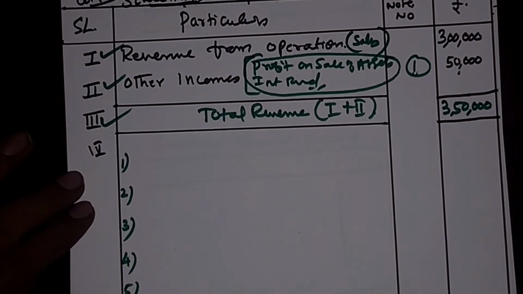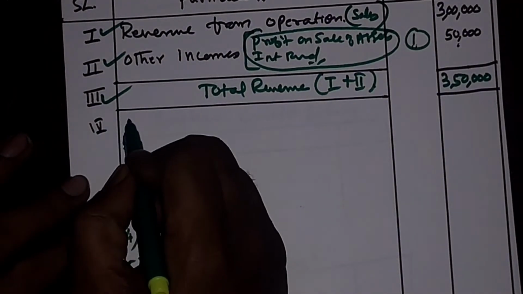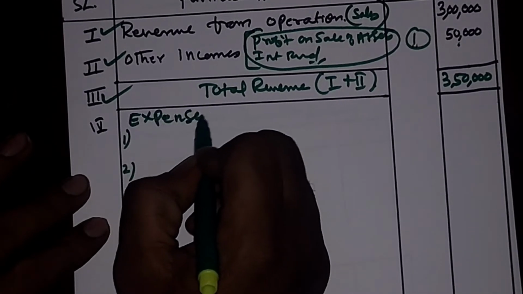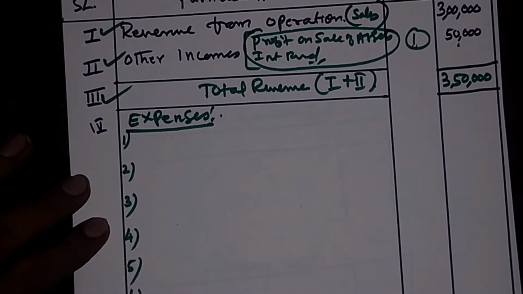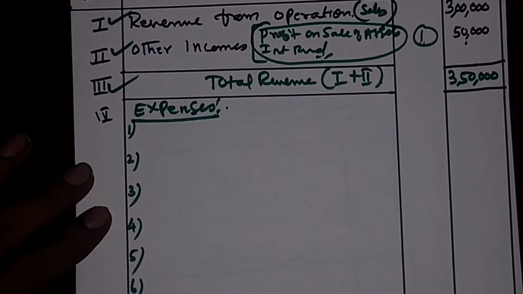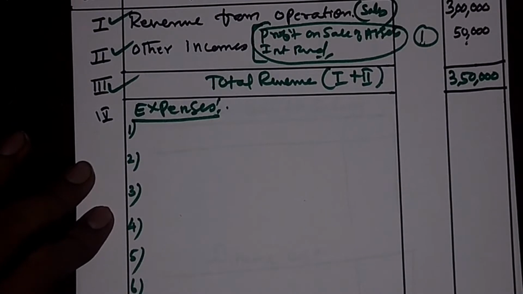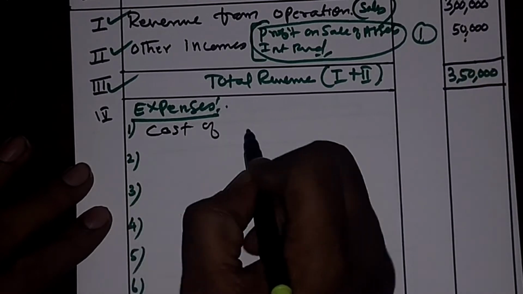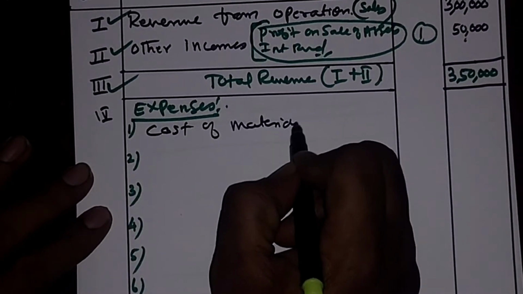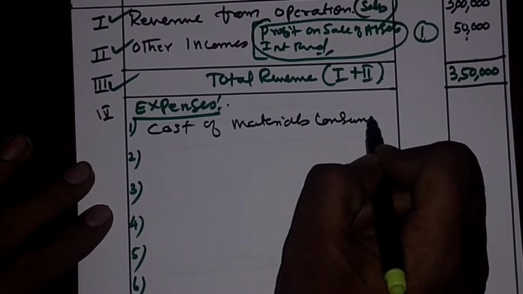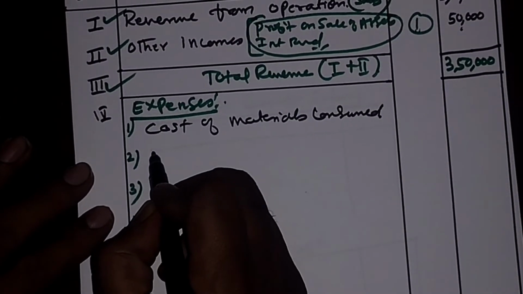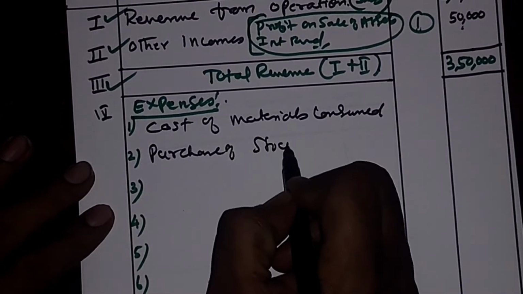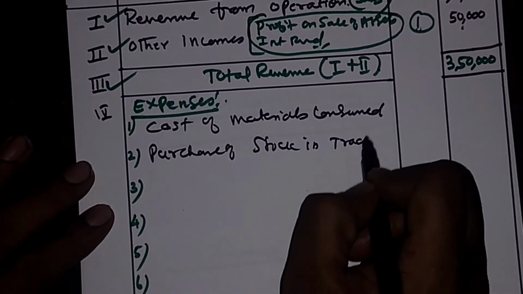Now coming to the next heading, which is going to be expenses. Now all incomes are over. Coming to the next one, the expenses. These expenses we are going to write are 9 different expenses. First one is the cost of materials consumed. Second one is the purchase of stock in trade.